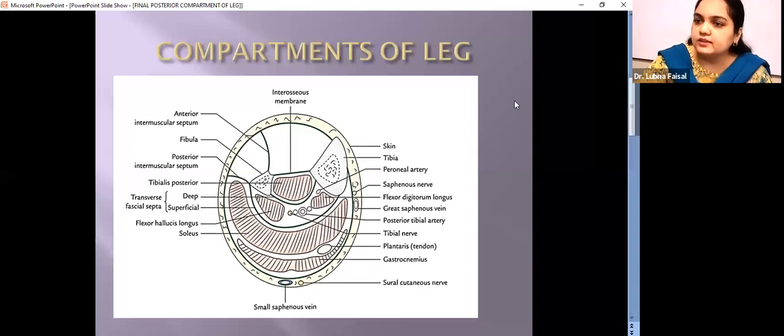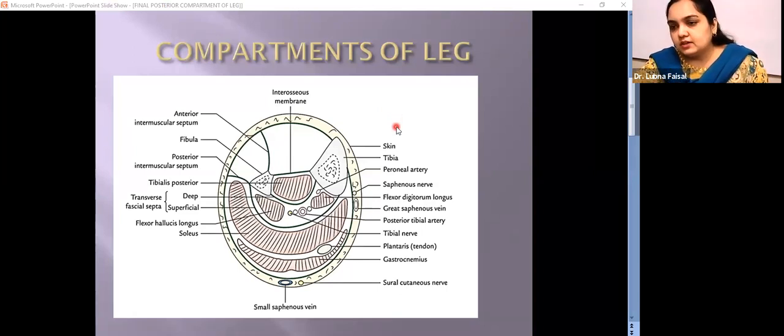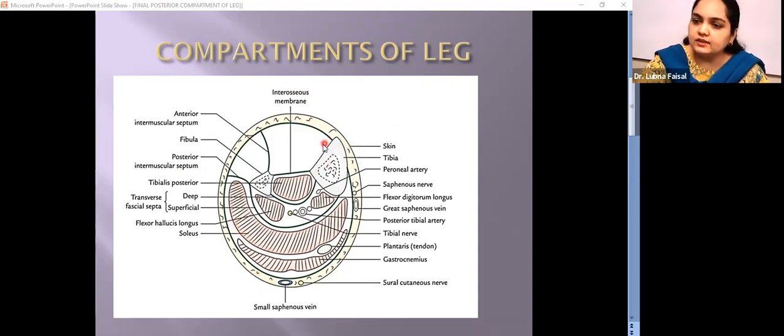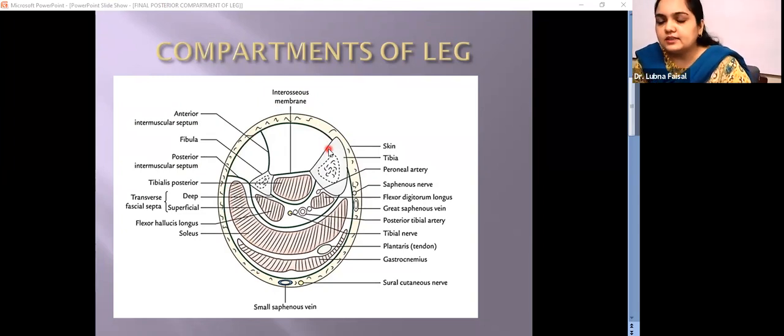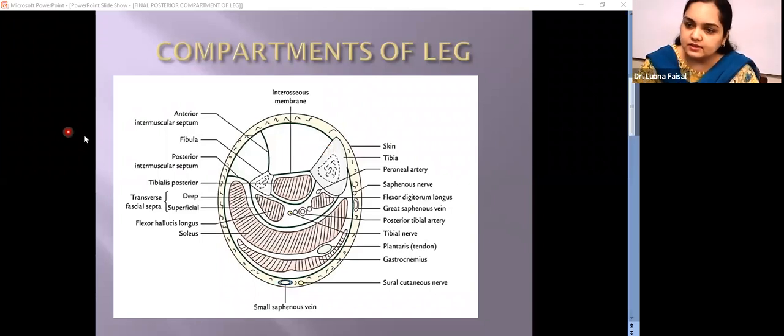This slide is showing the arrangement of the different muscles inside the different compartments of the leg and how it is divided into two major compartments by the help of two intermuscular septa. Just look on this section. This is a cut section showing the different compartments of the leg. We have two intermuscular septa in the leg: the anterior intermuscular septa and the posterior intermuscular septa.